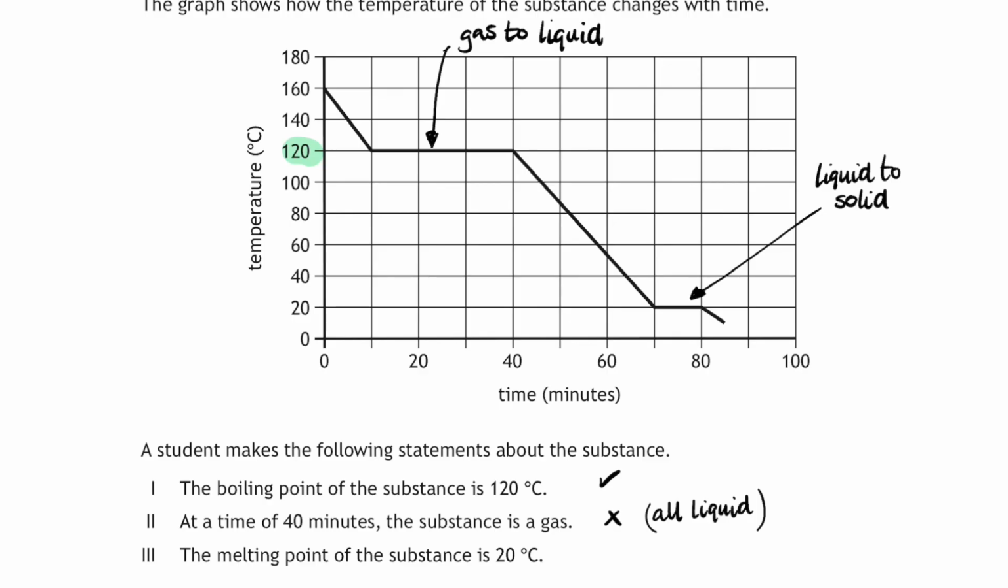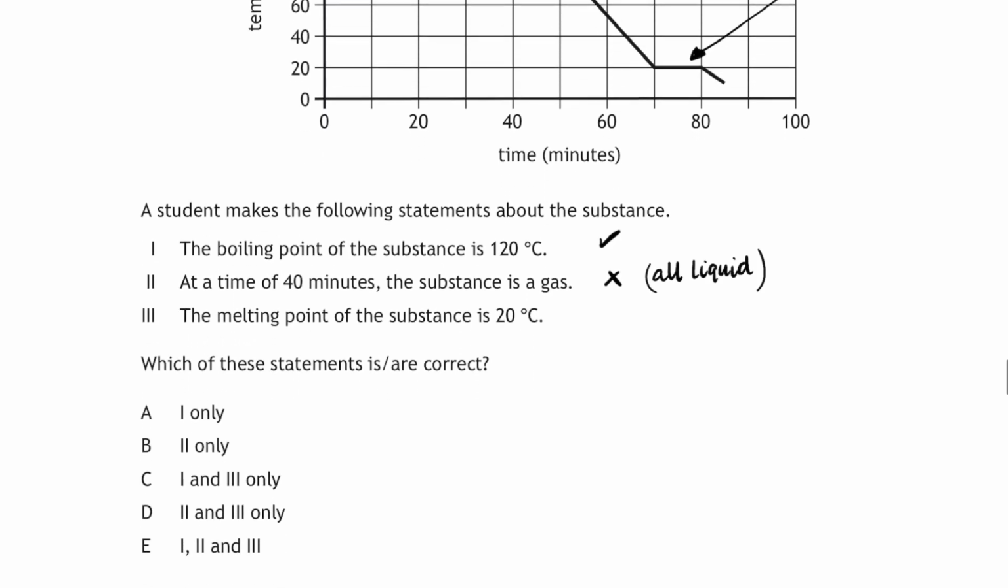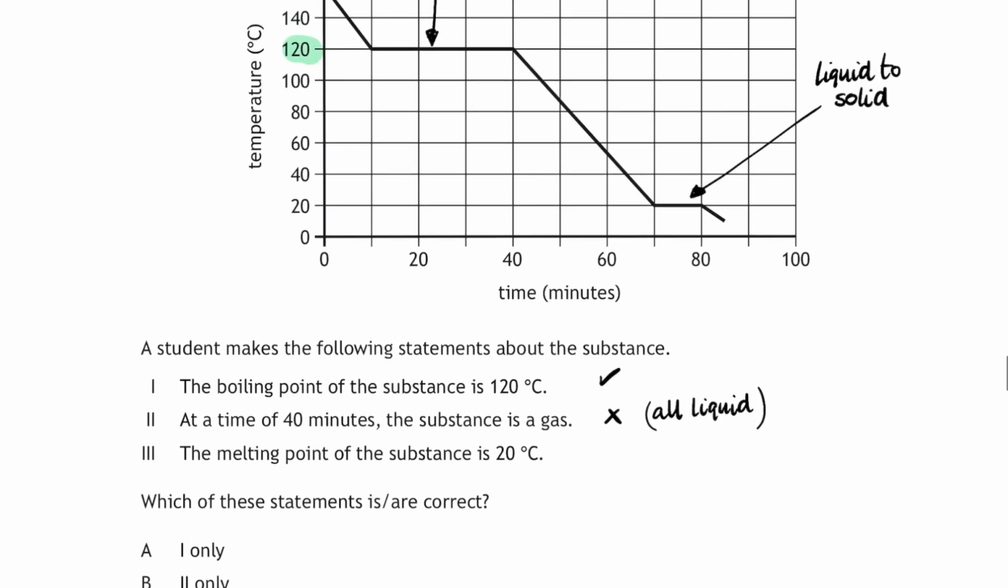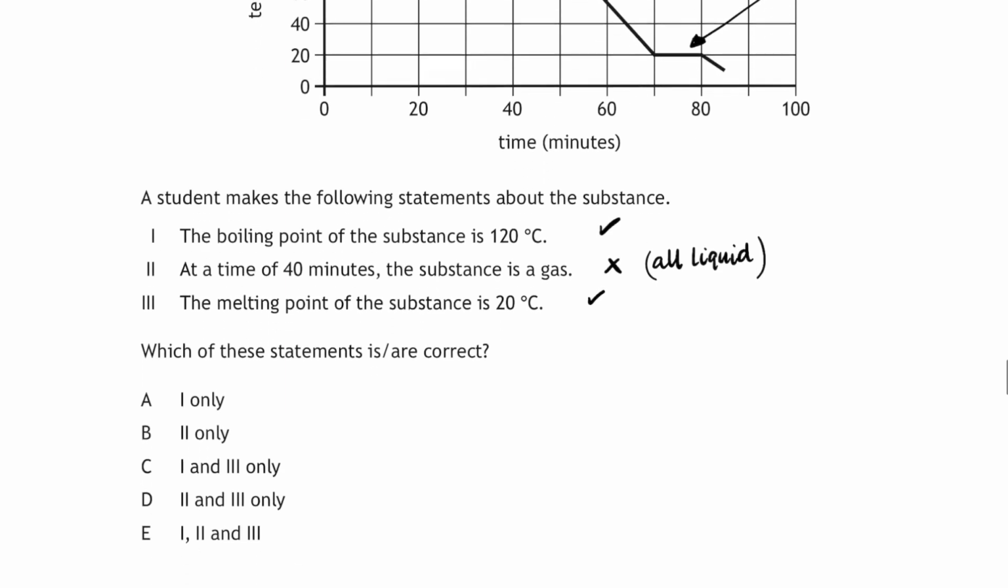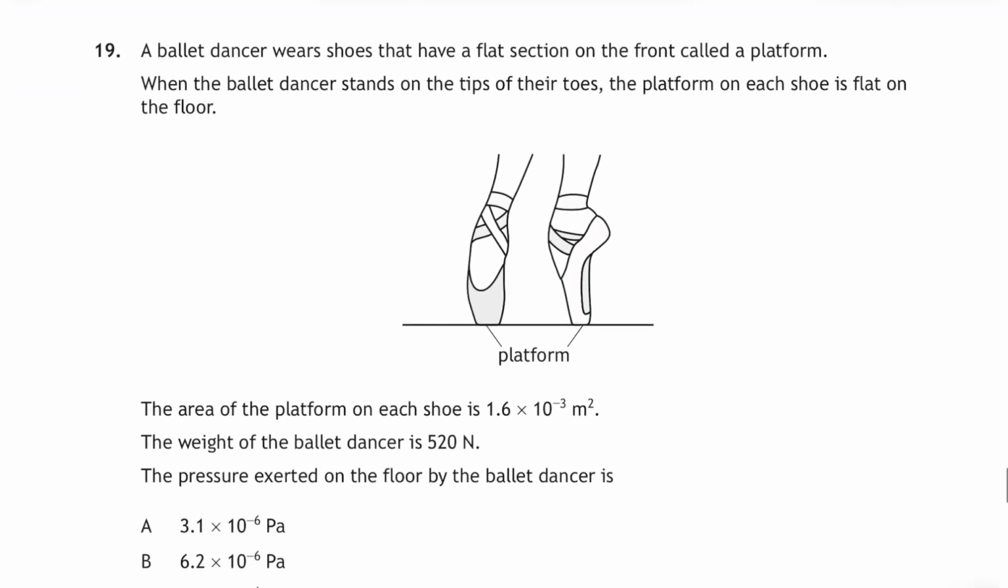So that's incorrect. Statement 3, the melting point of the substance is 20 degrees C. Well, the graph flattens out at 20 degrees C for the liquid to solid state change. So if we were heating it, when it was a solid, it would change to a liquid at 20 degrees. So 1 and 3 are correct, and that means it's answer C. That's 18C.